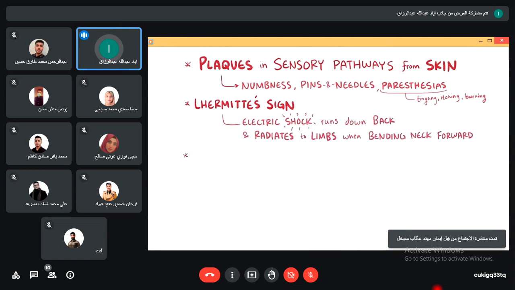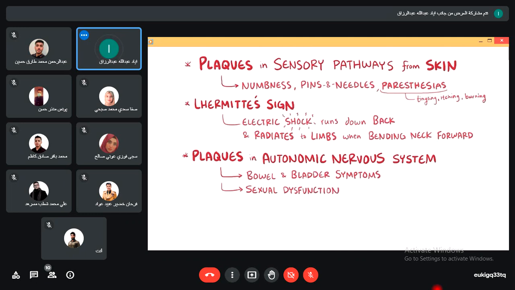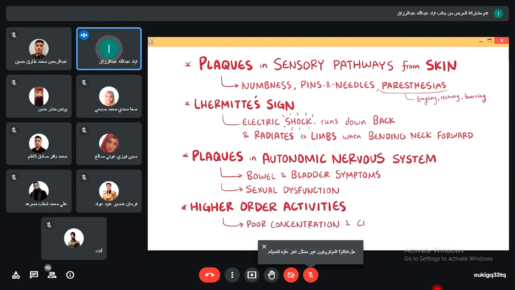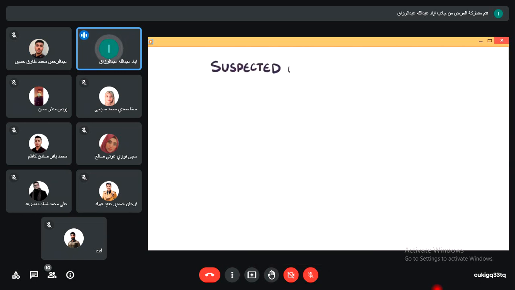Plaques can also involve the autonomic nervous system, which can lead to bowel and bladder symptoms like constipation and urinary incontinence, as well as sexual symptoms like sexual dysfunction. Finally, multiple sclerosis can also affect higher order activities of the brain, causing poor concentration and critical thinking, as well as depression and anxiety. Multiple sclerosis is typically suspected when there are multiple neurologic symptoms separated in space, which is attributable to damage in different locations in the nervous system, as well as time, meaning separate bouts or flare-ups, as well as remission.